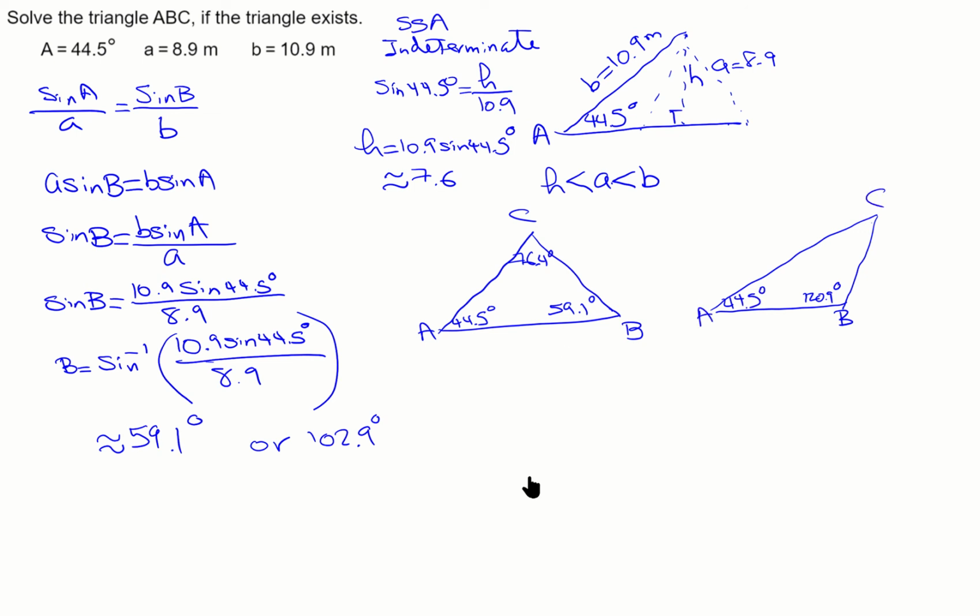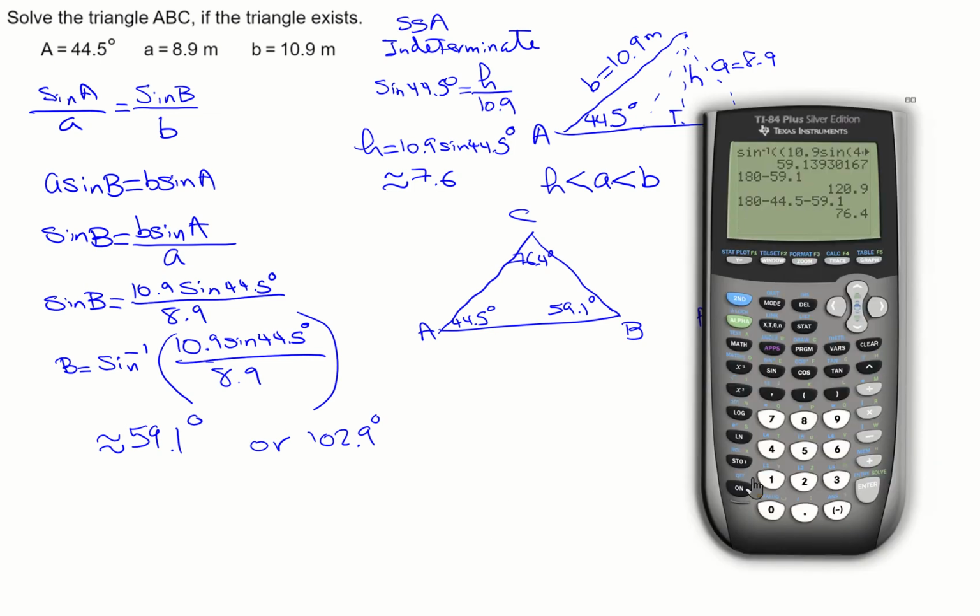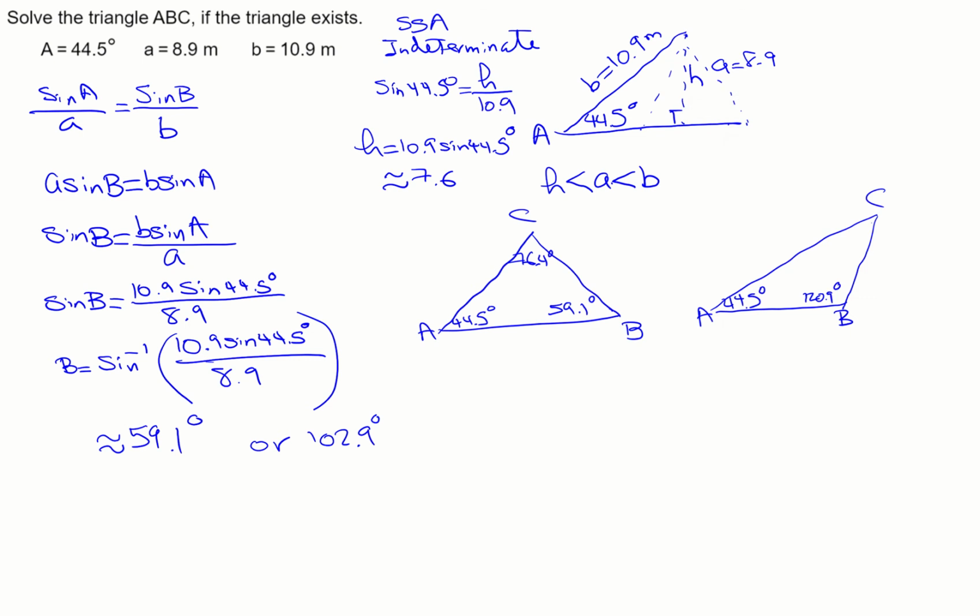So now we can also find C again very quickly. So it's going to be 180 minus 44.5 minus 120.9. So this time we get 14.6 degrees for our C.